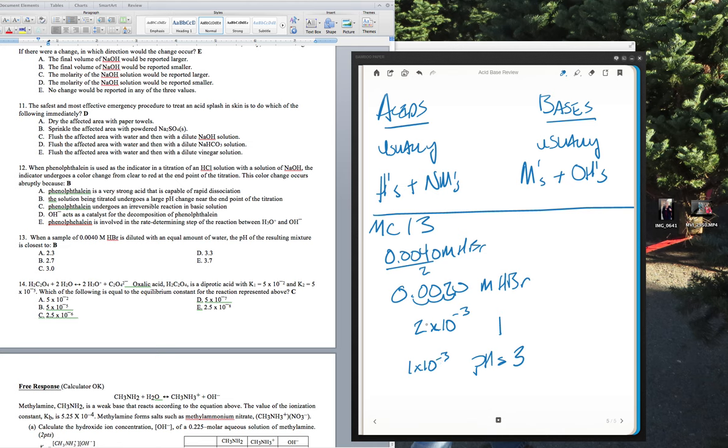Remember, if we kept increasing this, if we went up to 10 times 10 to the negative 3, that's equal to 1 times 10 to the negative 2, and the pH of that would be equal to 2. So this is much closer to 3 than it is to 2. If we look at our choices, let me go back to the choices again real quick.